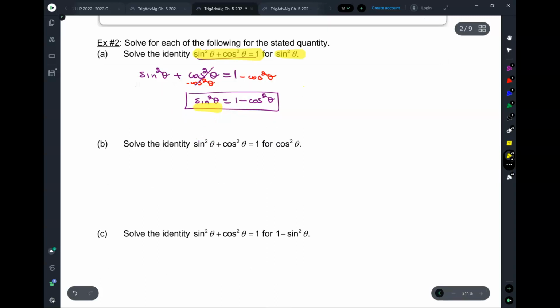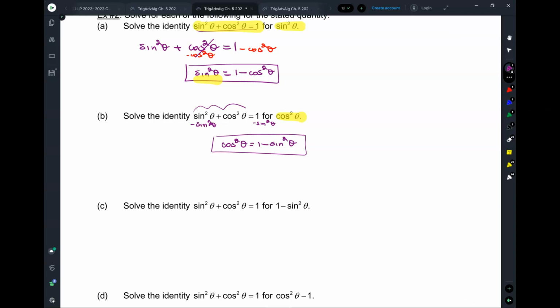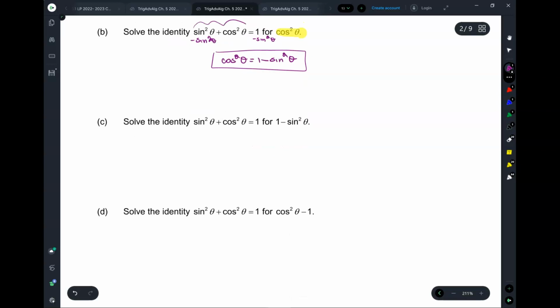Okay, so that's what we're going to do here now. We're going to take the same one and now we're going to solve it for cosine squared theta. So what am I going to do here to solve for cosine squared theta? You subtract sine squared. So I get cosine squared theta is equal to 1 minus sine squared theta. Okay? And that's pretty much it. I mean, I've broken things down here just so it gets us used to rearranging the identities.